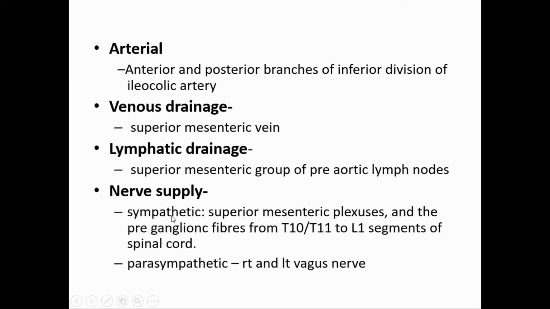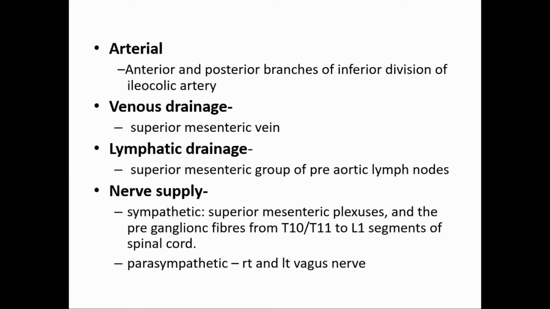Nerve supply: they are supplied by the sympathetic and the parasympathetic. Parasympathetic, they are supplied by the vagus nerve, right and left vagus nerve. Sympathetic via the superior mesenteric plexus. And the preganglionic fibers arise from T11 to L1 segments of the spinal cord.